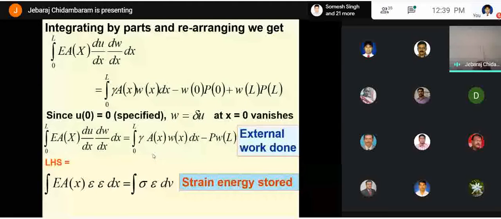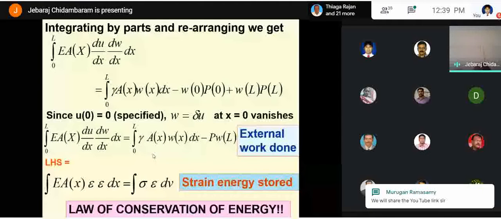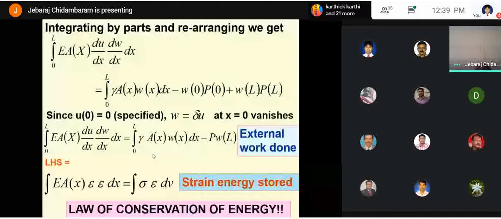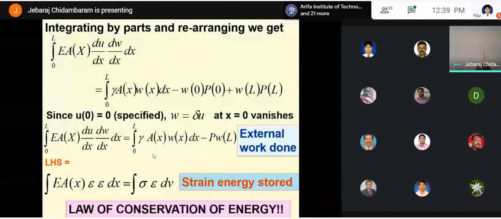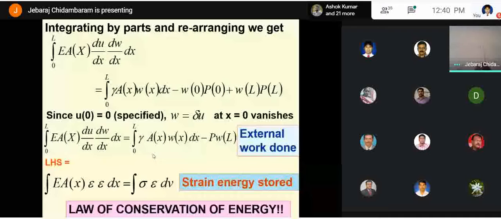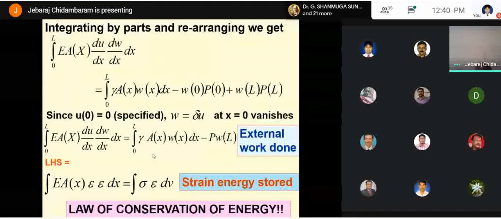Okay. Let's look at right hand side. Right hand side is gamma A of x into W of x minus P into W of L. What is P? P is the load at x equal to L. What is W of L? Weighting function, displacement at x equal to L. Load into displacement is work done. Work done by the concentrated load.